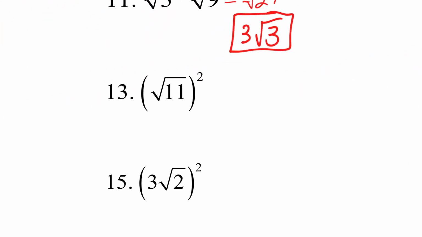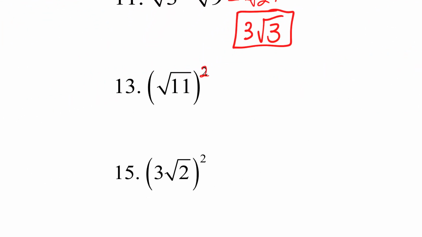All right, one more. Number 13. What does it mean to square something? Multiply it by itself, exactly. So if you have square root of 11 times square root of 11, that's what that means. Square root of 11 squared means square root of 11 times square root of 11, which is square root of 121, which we just did a second ago in our warm-up. What's square root of 121? It's 11.